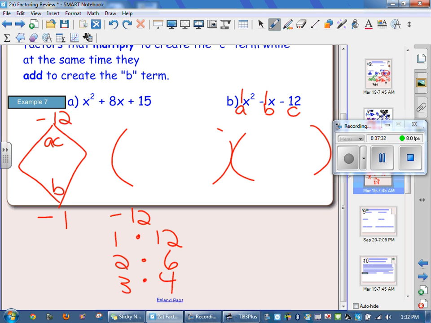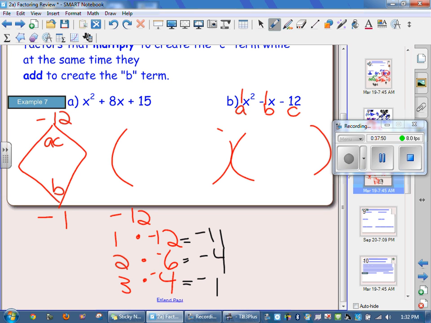Now let's add them. This one will give me a -11. This one gives me -4. And this one gives me -1. I'm looking for a -1. So I'm going to use 3 and -4. So 3 and -4 go on my wing.